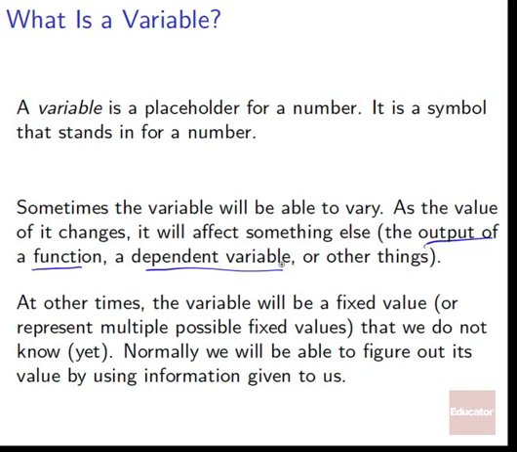Other times, we're just using a variable as a fixed value we don't know yet. Sometimes it might even be multiple possible fixed values, but the point is it's something that we just don't know yet. So it's a placeholder for something that we want to find out more about. Normally we're going to be able to figure out what it is based on the information given to us in the problem. Otherwise, it's probably not going to be a very good problem if we can't actually solve for what the variable is. So we'll almost always have enough information to figure out what this variable is. So that's the other possibility. A variable is something that we just don't know yet. It's a number that's been given a name because we're trying to figure out more information about it.